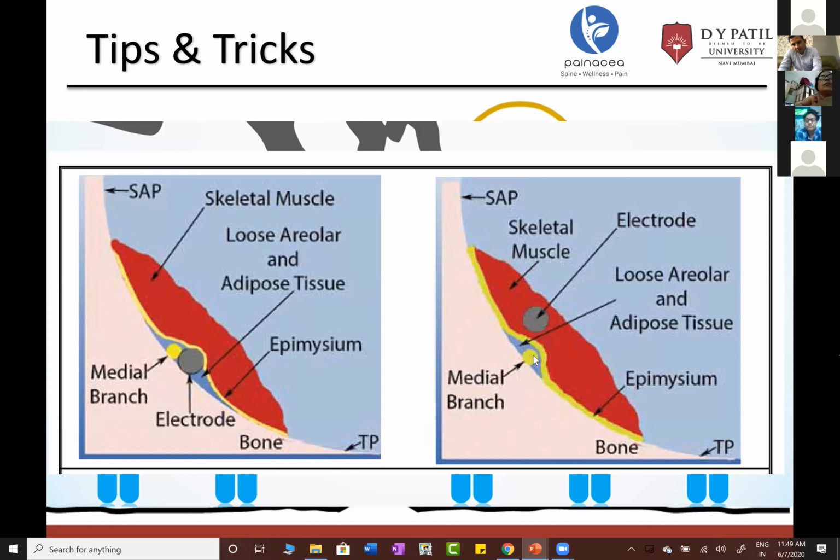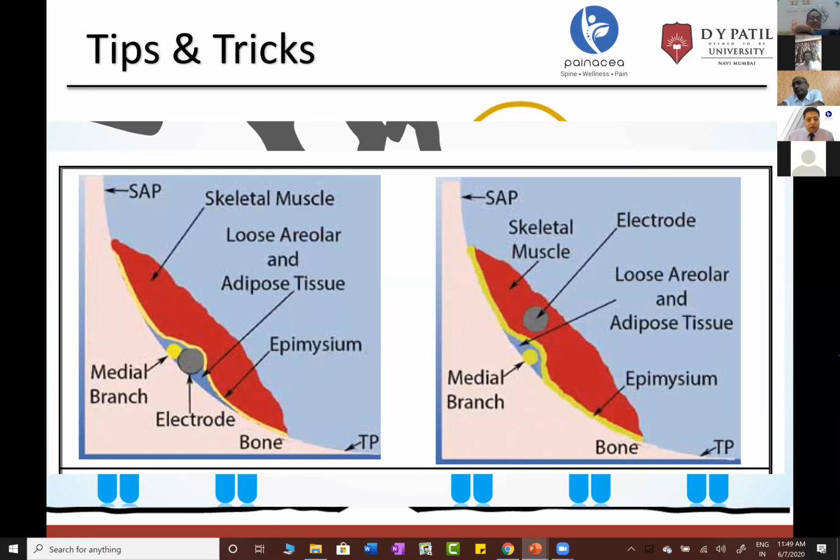So if your electrode is above, then it has to cross this adipose tissue layer, and you very well know what happens when we cross the layer. The current gets dissipated as heat. So all the heating will happen away from the medial branch, and hence you will not be able to grab the whole of the medial branch, and this will lead to failure. This has already been explained in the previous slides.